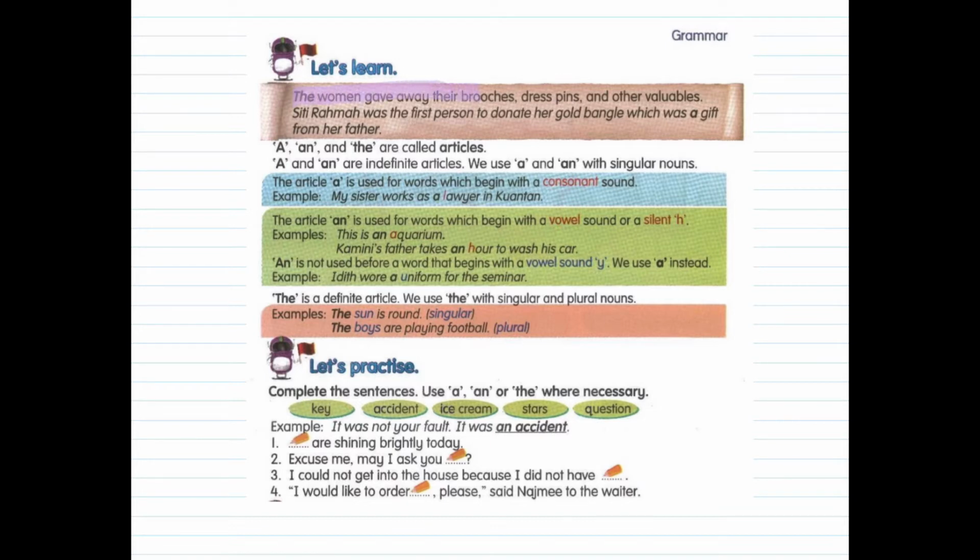The woman gave away their brooches, dress pins, and other valuables. Read the second sentence first. Siti Rahmah was the first person to donate her gold bangle, which was a gift from her father. Right. If you notice there, the word "the" is an article, and "a" is also an article, right? "A" and "the" are called articles. I think most of you already know, right? And "a" and "an" are indefinite articles. Why? Because we use "a" and "an" with singular nouns. Only for singular nouns you use "a" and "an".